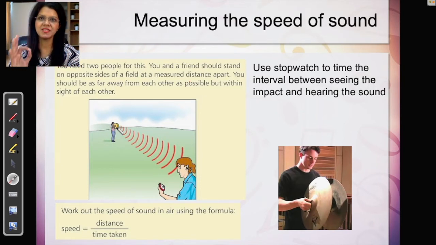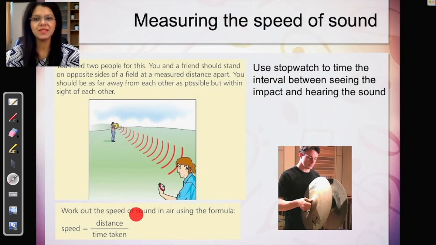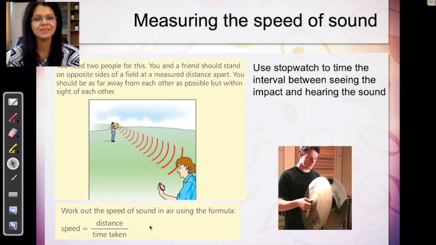So you start the stopwatch as soon as you see the banging action taking place, and you stop it when your ear hears the sound. And then you can work out the speed of the sound in air using the simple formula for speed, which is distance over time. You'll see that your answer would be somewhere around 300 to 350 meters per second. So this is a simple experiment.